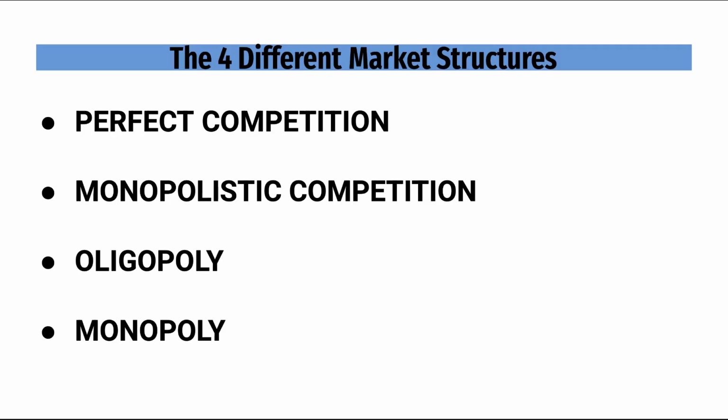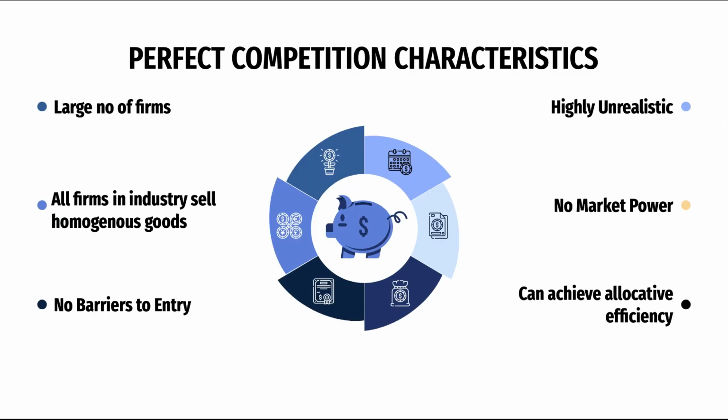These are the 4 different market structures we're going to be dealing with. We have perfect competition, monopolistic competition, oligopoly, and monopoly. Let's get right into it. Perfect competition and its characteristics.